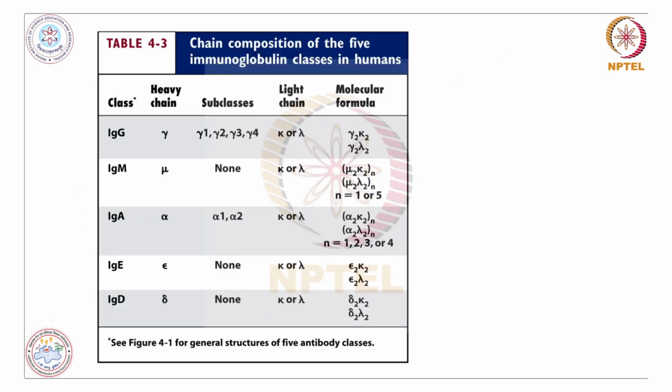The table shows the composition of the five immunoglobulin classes in humans, so you can check it out from the lecture video. There are five classes of antibody in humans, each with different heavy chains, and these heavy chains also have subclasses. The light chain can be either kappa or lambda in human, but majorly it is kappa. Depending on the subclass of heavy chain and the light chain, there is a molecular formula for each antibody.